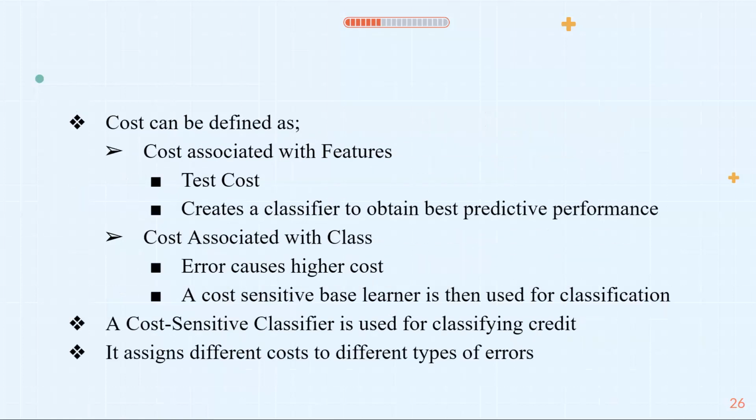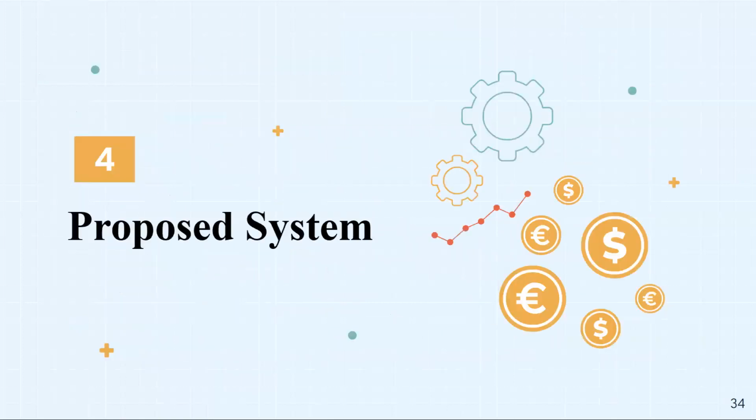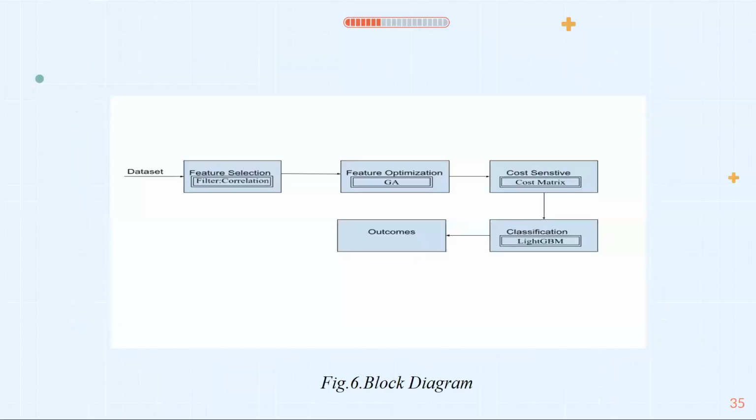I'll switch into the proposed system. So the proposed system basically contains 4 modules: feature selection, feature optimization, cost sensitivity, and classification. For feature selection, we are using the correlation coefficient, which basically means that we give a target feature and select the other features based on the correlation coefficient. We're setting a threshold here.